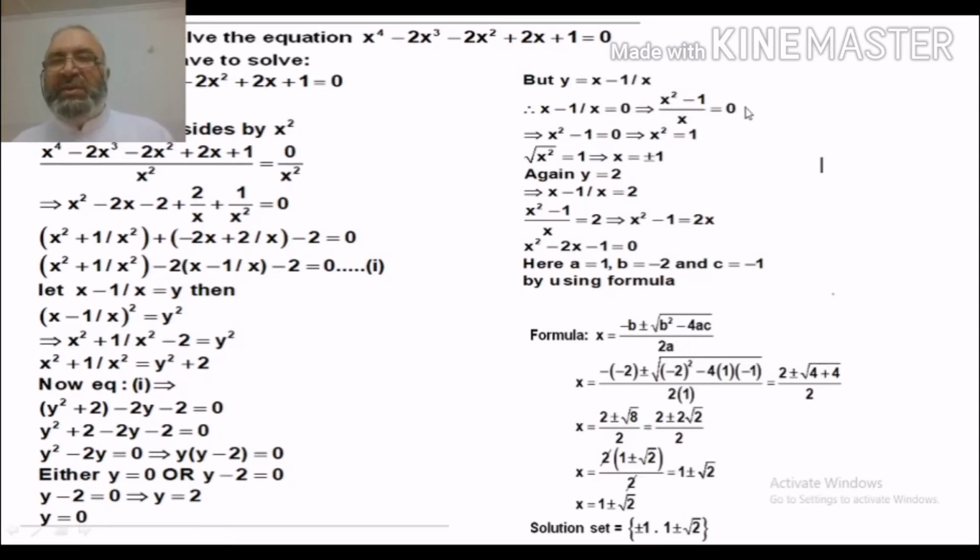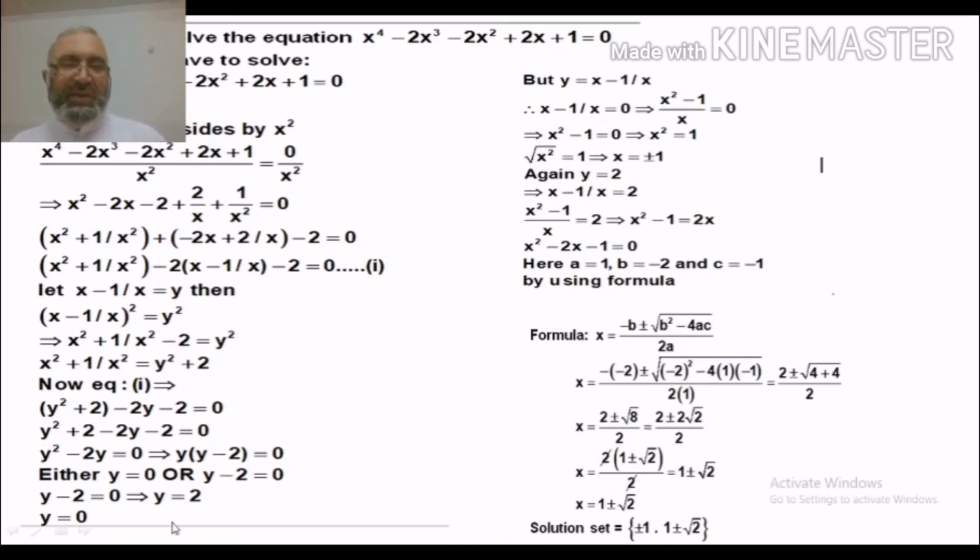So again, now multiply this equation by x on both sides. By multiplying on the left hand side, x cancels. We get x square minus 1 is equal to, on the right, 0 into x becomes 0. This means, transferring minus 1 to the right hand side, x square is equal to 1. Taking square root on both sides, x is equal to plus minus 1, that is one value.